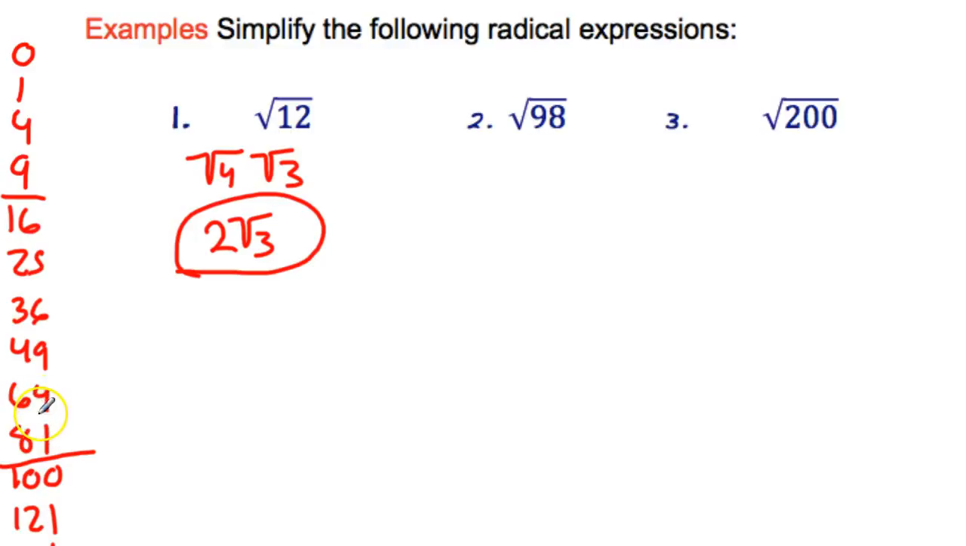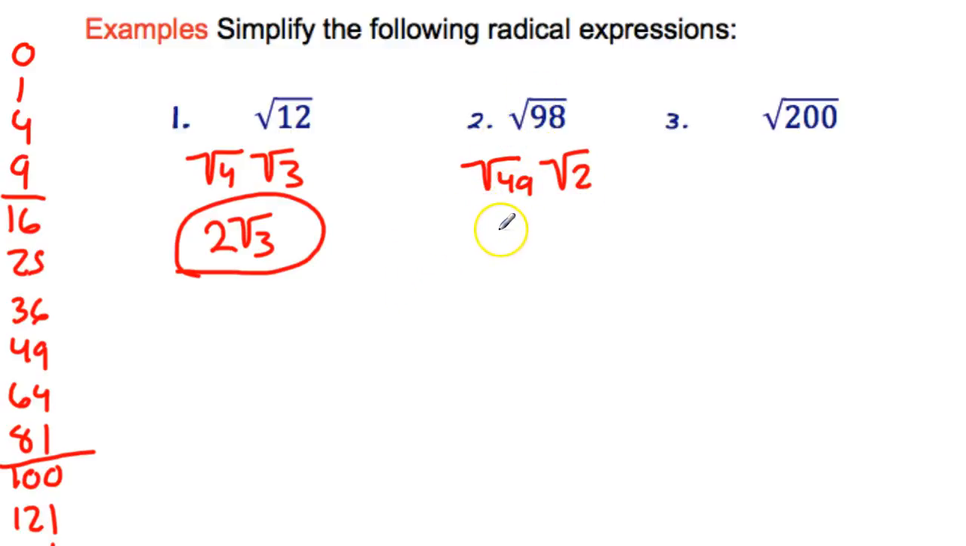64? Nope. 49? Yes, it is. So we write square root of 49. And 49 times what equals 98? Well, that's going to be the square root of 2, right? 2 times 49 is 98.